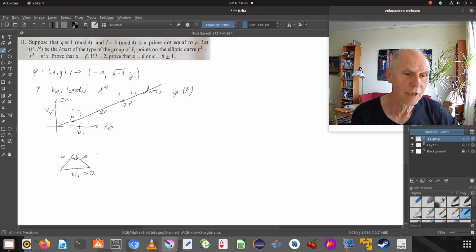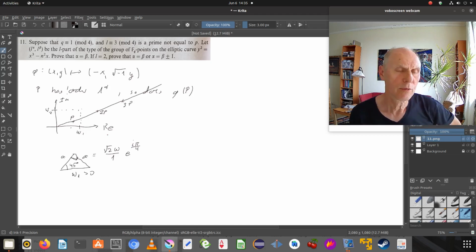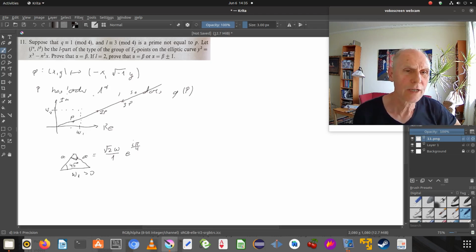So that means that a equals square root of 2 over 2, and then this angle is 45 degrees. Oh, pi over 4. That was a surprise that they could actually be the same.